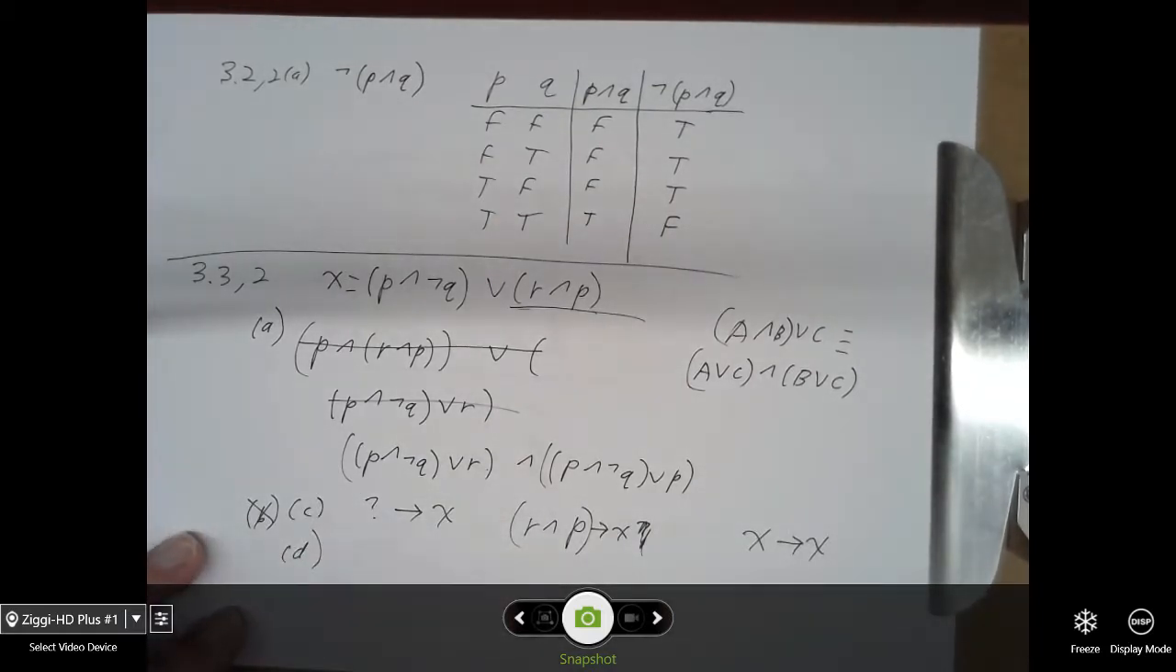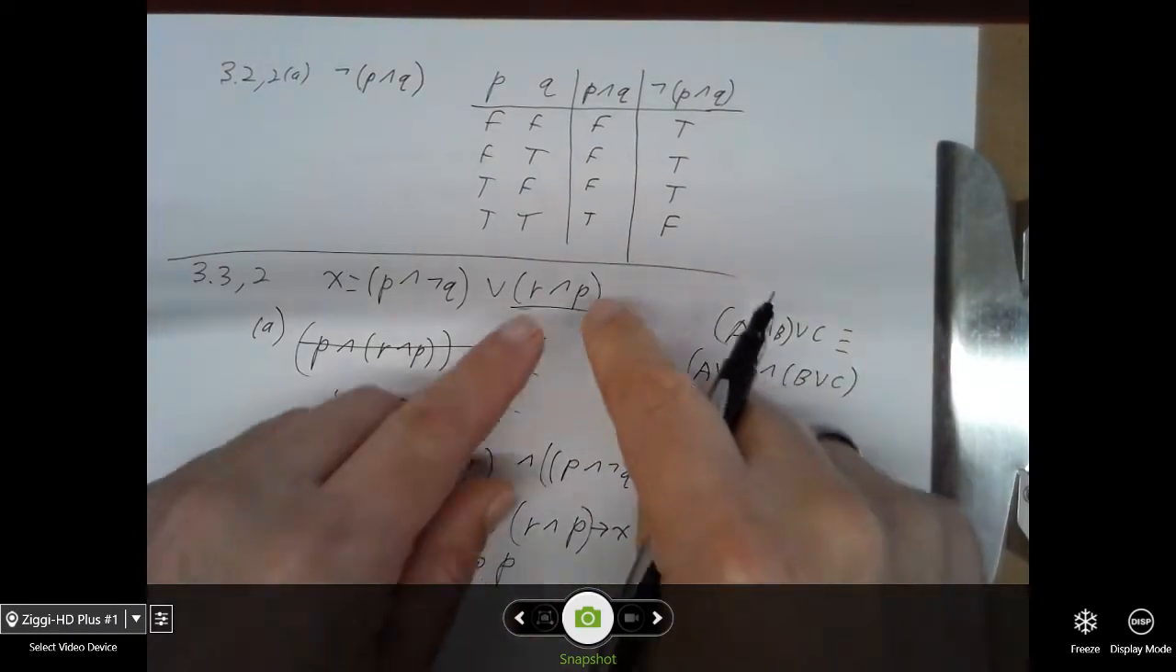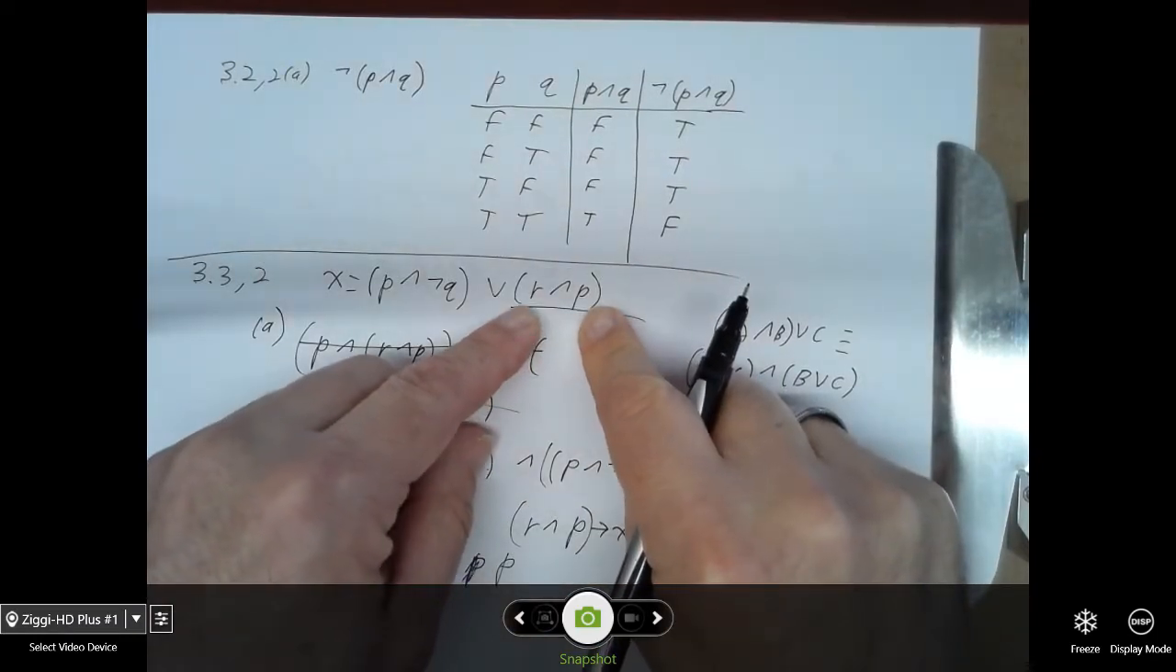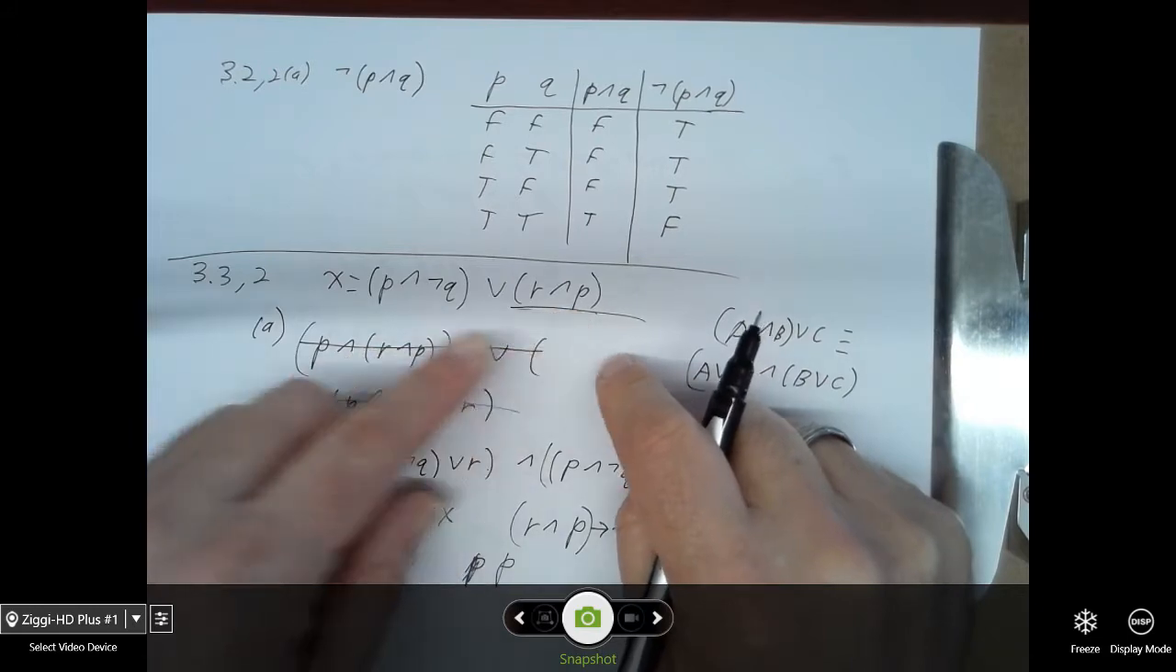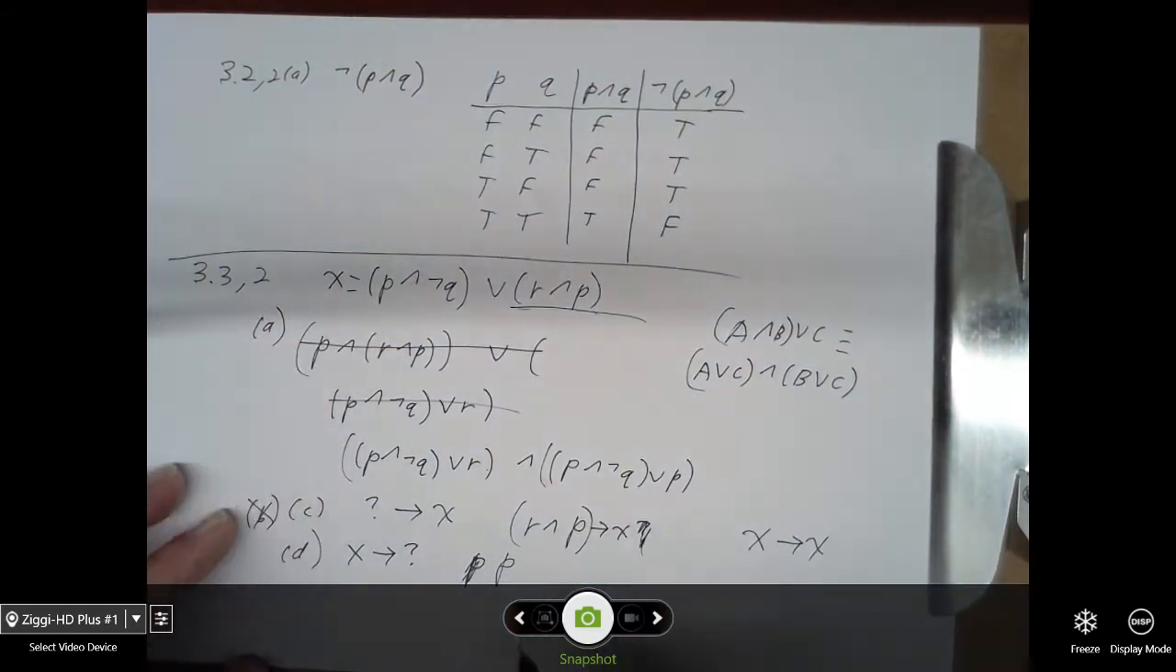And then for D, we want a proposition implied by X. So if X is true, there we could say P. Because if X is true, we know, well, no, we don't know that P is, yes. We know that either this is true, and if R and P is true, P is true, or this is true, and if P and not Q is true, P is true. So P is a very simple proposition implied by X.